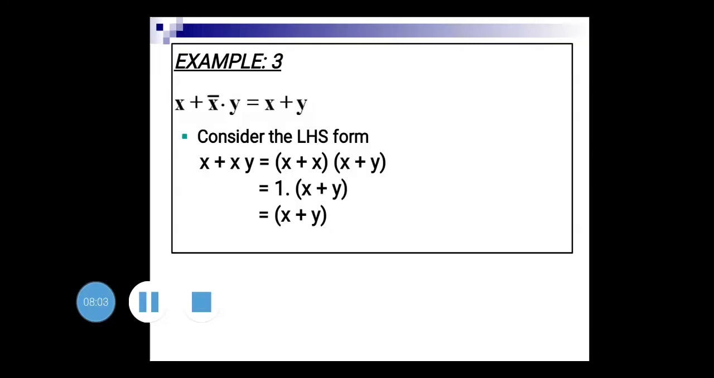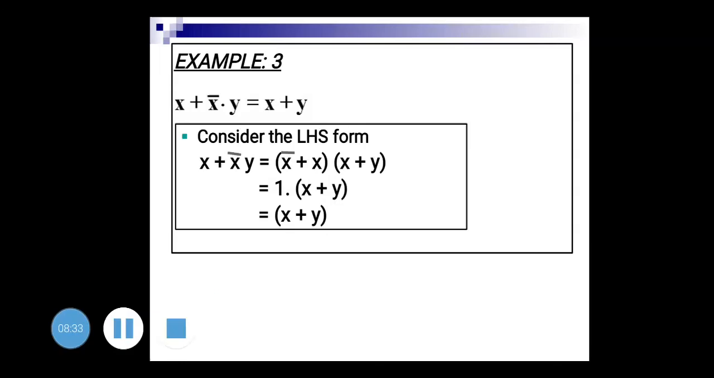Now this is next example number 3. X plus x bar dot y is equal to x plus y. So we'll take left hand side, x plus x bar y. So in this, when you will start solving, you are going to apply a distributive law. So x plus x bar in one bracket and second x plus y in second bracket. X plus x bar, if you remember, that is 1. Sorry.